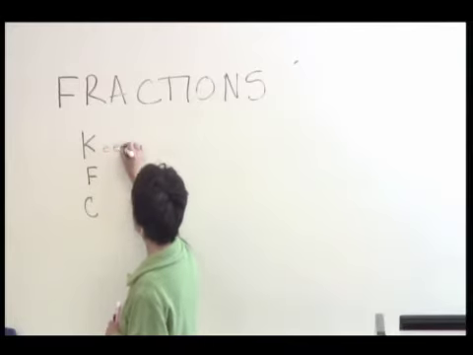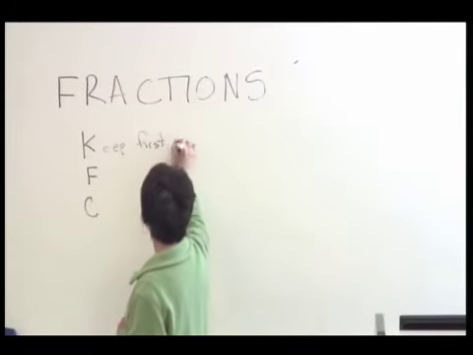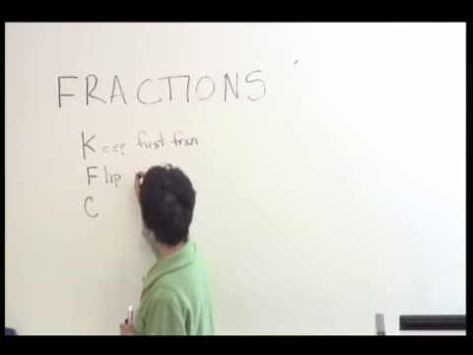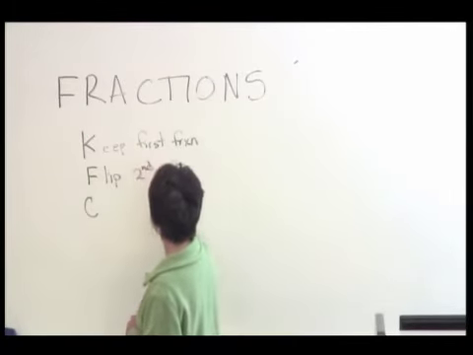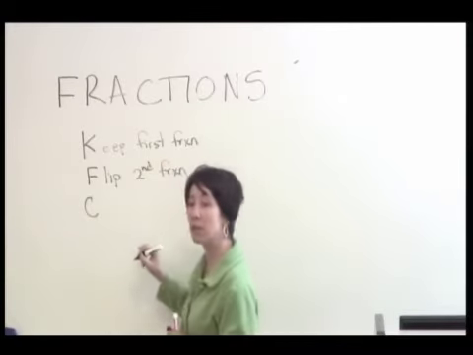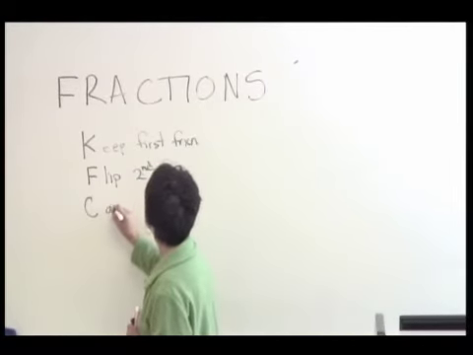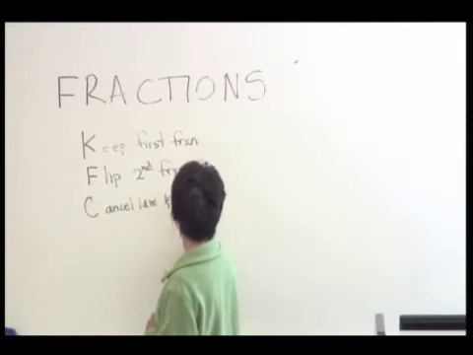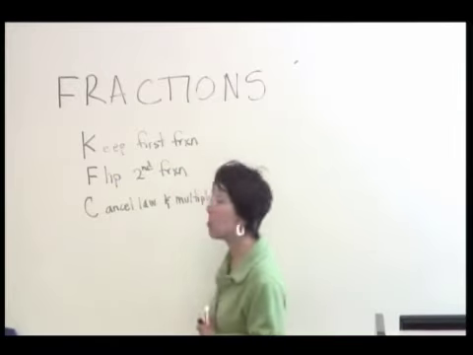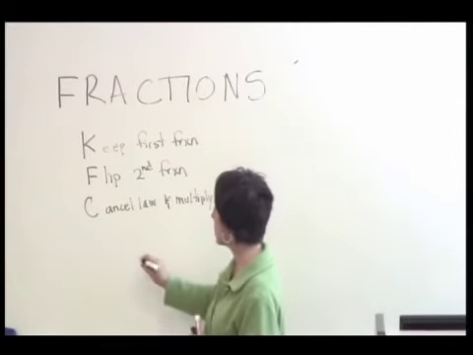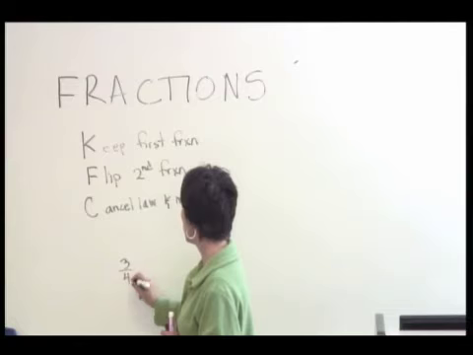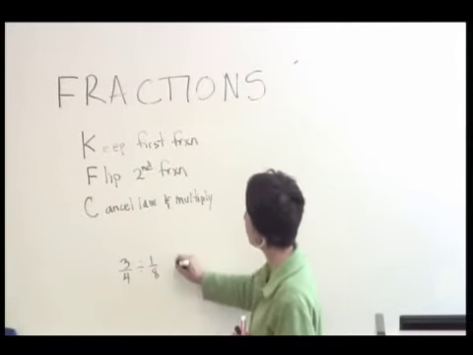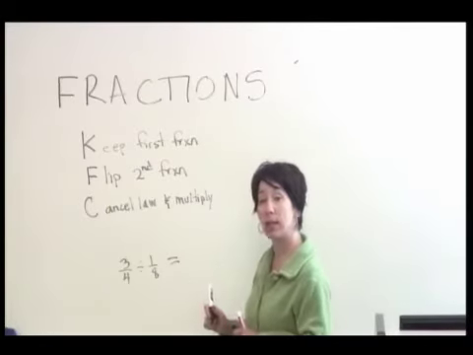We're going to keep the first fraction, flip the second fraction, then use the cancel law and multiply. Now, if we look at our original 2 problems, I'll look at the second one, 3/4 divided by 1/8. All right, so let's look at this using these rules.